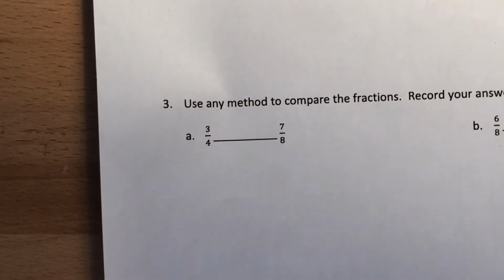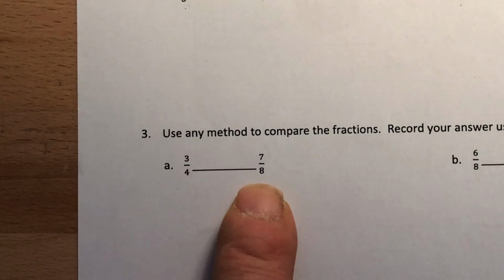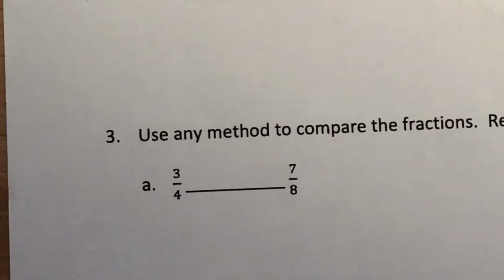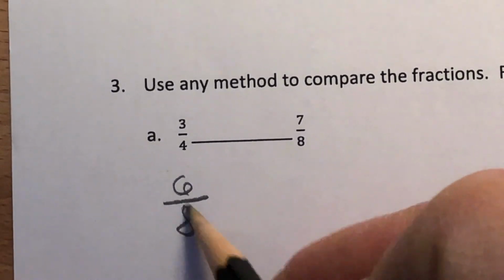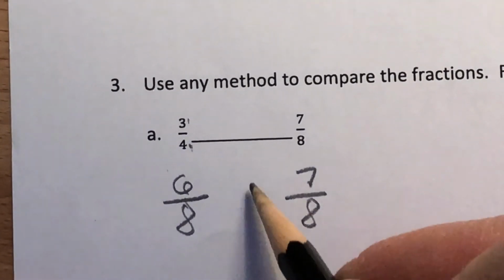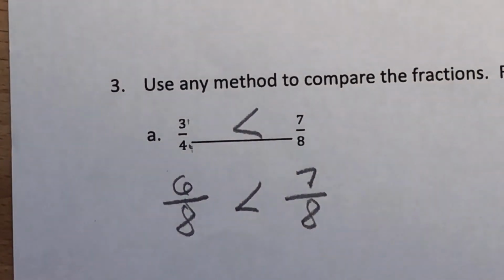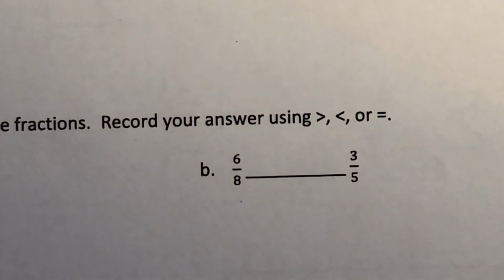And then down here it says use any method. Okay. Look at this, it's 4ths and 8ths. Those are related facts. Those would be a little bit easier to take care of. I could just change this to 6/8 by multiplying it by 2 and compare that to 7/8, and I can see that 7/8 is more. Right? Now B is a little different. That's 8 and 5. The closest related fact that I've got between those two is 40.